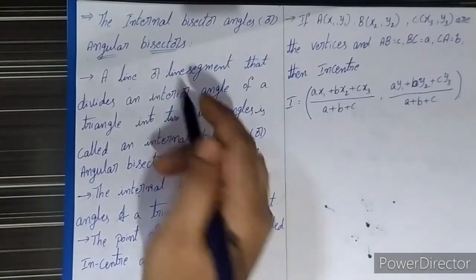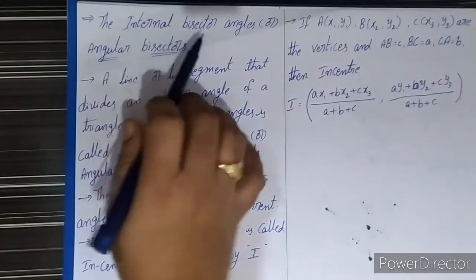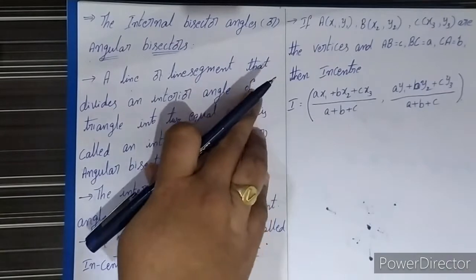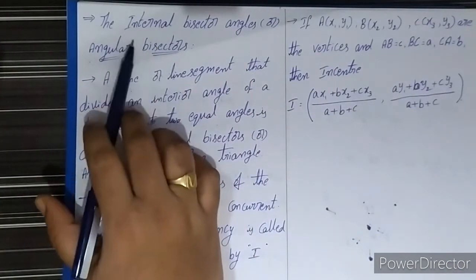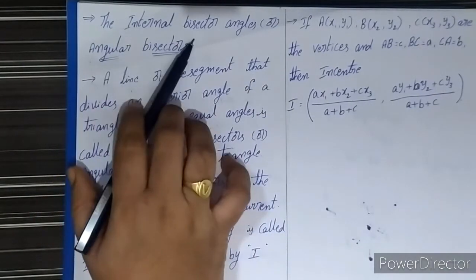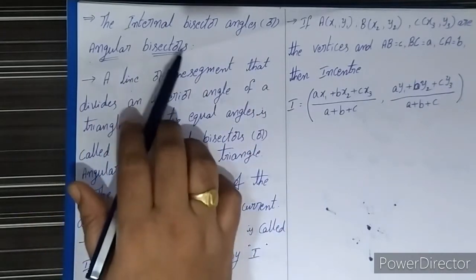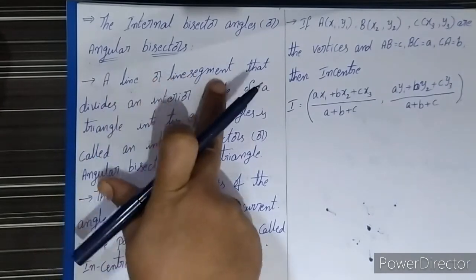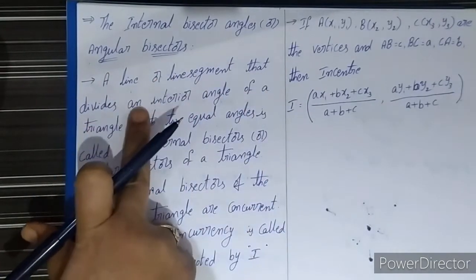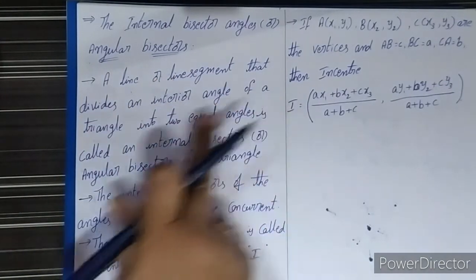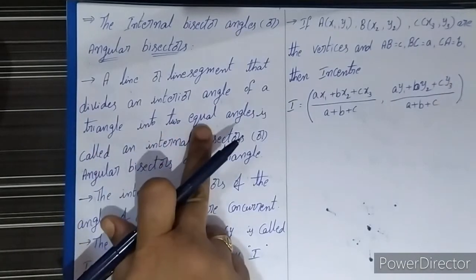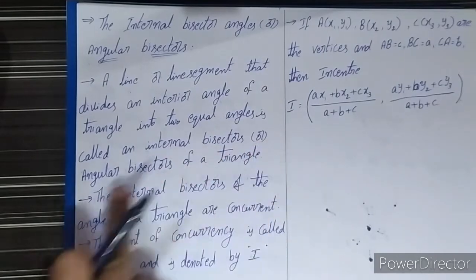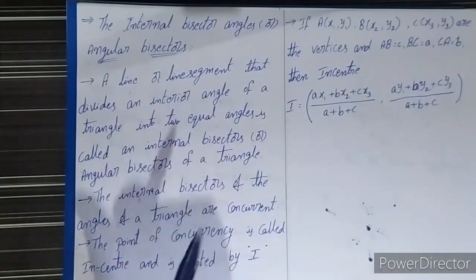Next, the internal bisector angles or angular bisectors of a triangle. The definition is, a line or line segment that divides an interior angle of a triangle into two equal angles is called an internal bisector or angular bisector of a triangle.